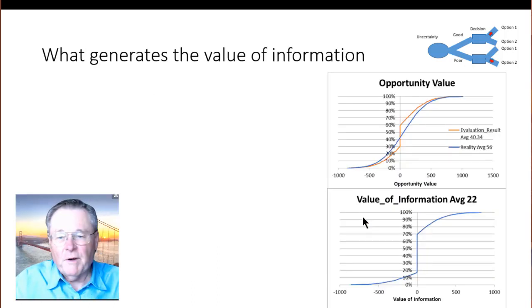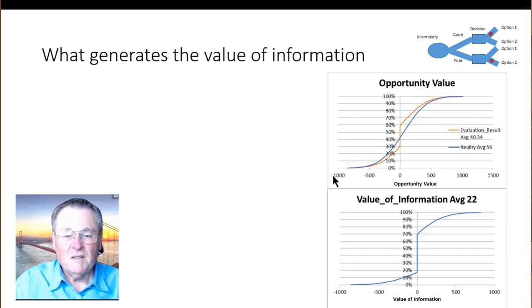So now, what generates the value of information? On the top here, we're showing the opportunity value. This blue line is no information. That's the reality. In this case, it's 50. And then the orange, well, actually, I think this is 300. Yeah, 300. And because of the simulation, it came out to be 56. But the difference between 50 and 56 on this range is pretty small. And then this orange curve represents the optimal decision policy.